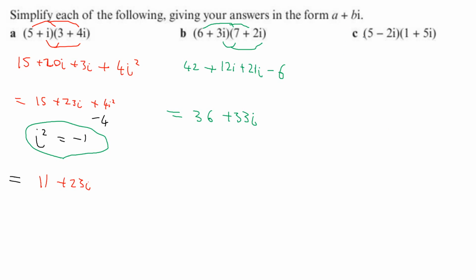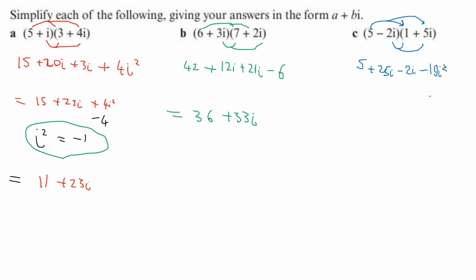Now for the third example, again, same principle. 5 times 1 is 5. 5 times 5 is 25i. 2 times 1 is negative 2i. And then 2i times 5i is going to be minus 10i squared.